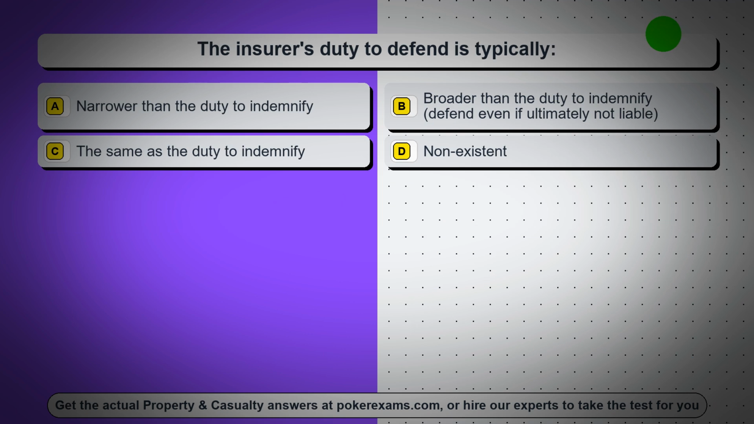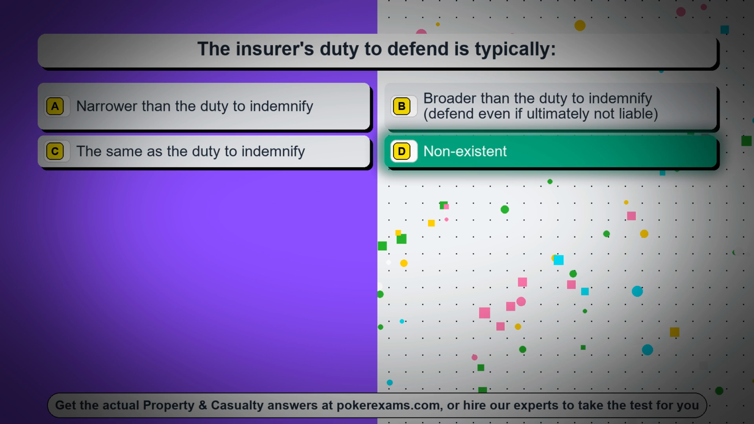Question 6. The insurer's duty to defend is typically: Option A. Narrower than the duty to indemnify. Option B. Broader than the duty to indemnify, defend even if ultimately not liable. Option C. The same as the duty to indemnify. Option D. Non-existent. The correct answer is option D.